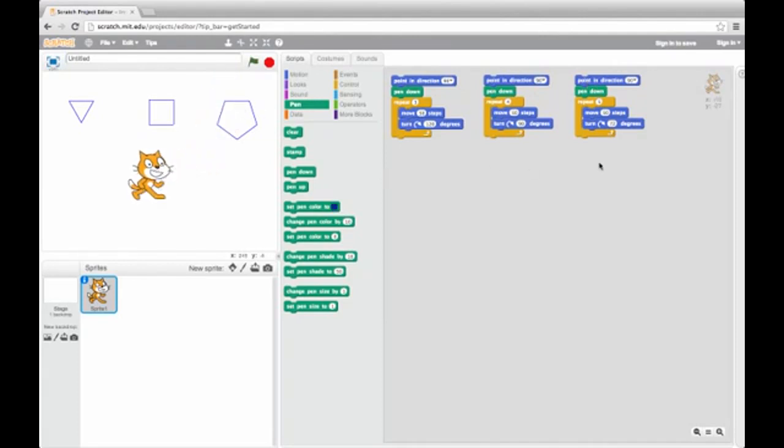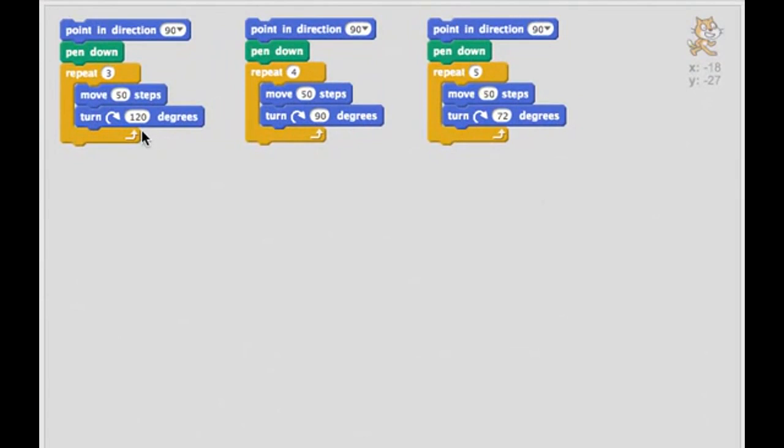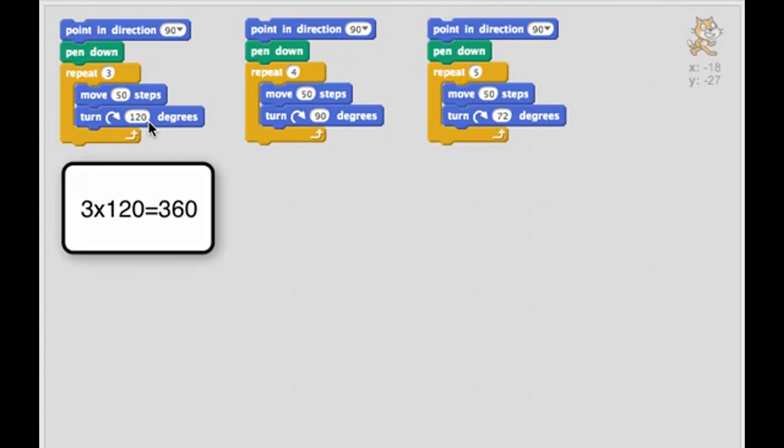Okay, now I want to draw a hexagon, and I'm going to try and use division instead of guess and check to calculate how much I should turn each time. So let's look at the pattern. Here I repeated 3 times, and each time turned 120 degrees. So that's like 3 times 120, which is 360.